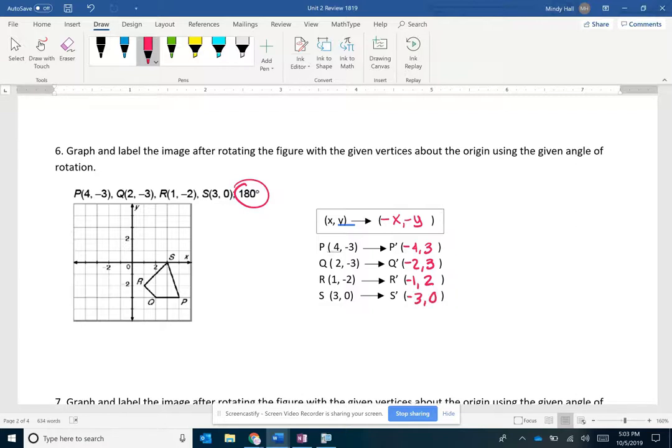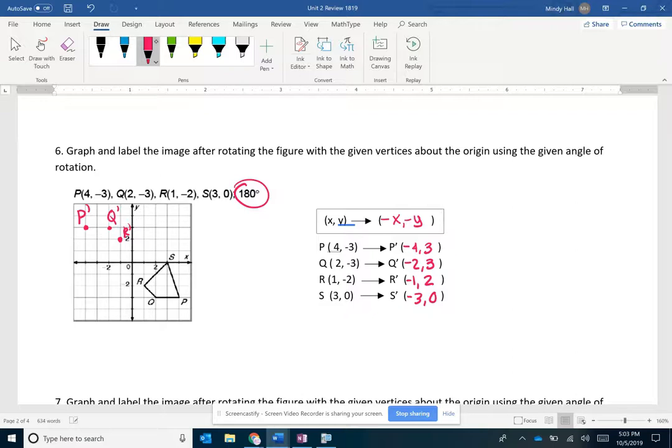So then we already have the pre-image plotted, so that saves us some time. But then P prime is going left 4 and up 3. Q prime is going left 2, up 3. Then R prime is left 1, up 2. Oopsie.